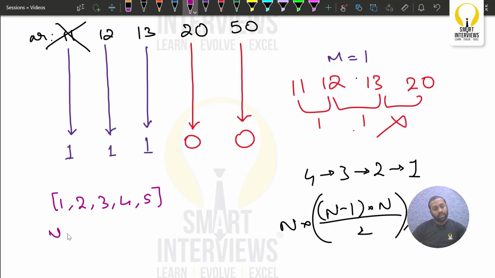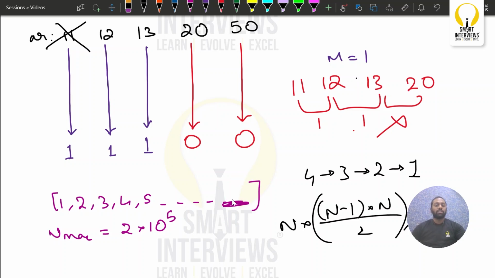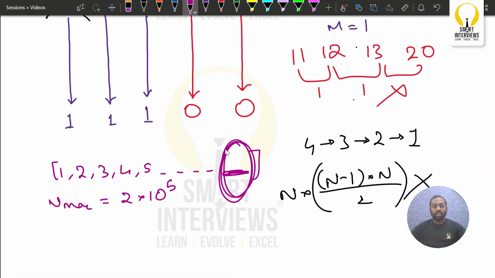Then if my n's max value is 2 into 10 power 5, do you think the maximum element will be 2 into 10 power 5? That is, there are going to be many elements. Not possible, right? For a very minimal value like 5 itself, it failed. So for 2 into 10 power 5 as well, I'll still get the difference array as 1, 1, 1, 1, 1, and so on, which is still not smoothly increasing. So then what is going to be the max element that we are going to have?